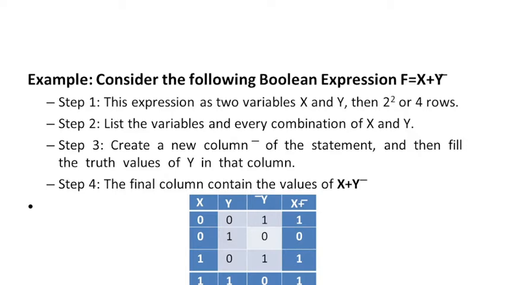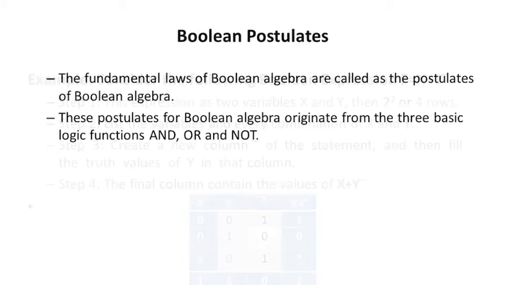Create a new column y bar and then fill the truth table of y bar in that column. Then the final column contains x plus y bar. So what is y bar? 1 0 1 0. For x plus y bar, we have to do the OR operation for the x and y bar columns. So that is 1 0 1 1.